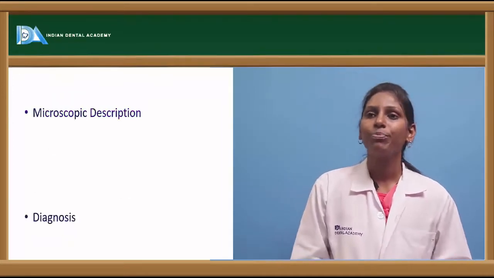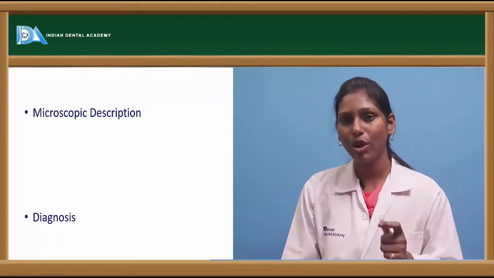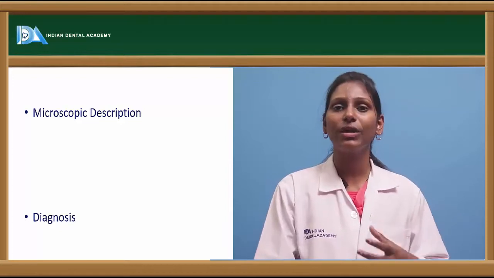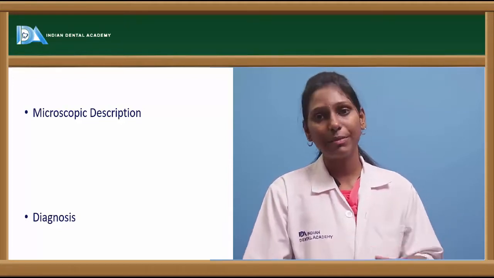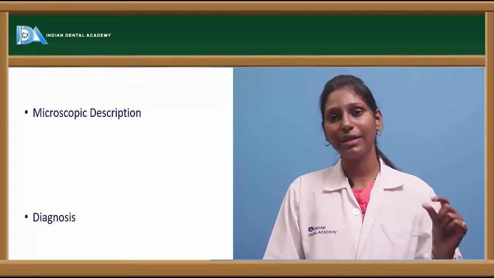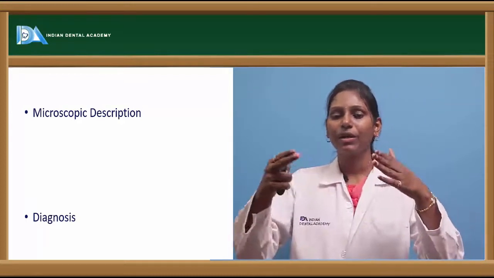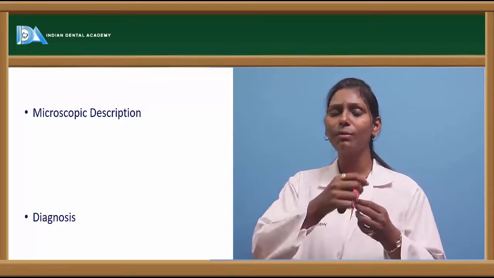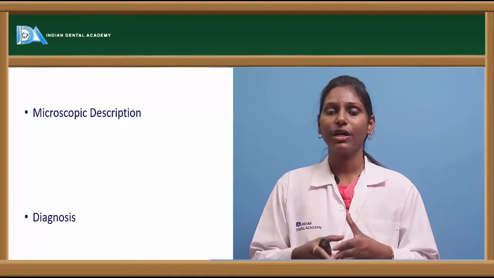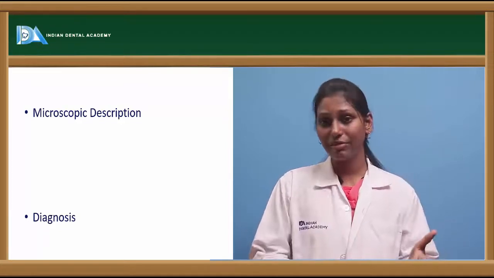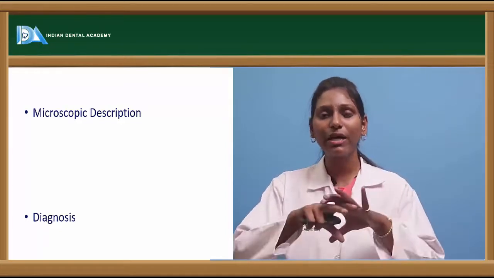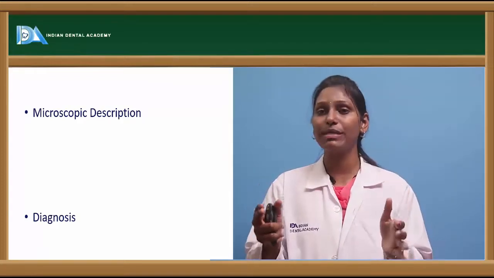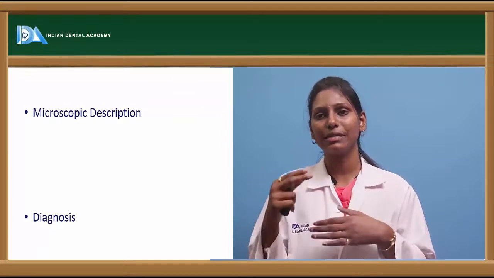Then coming to your microscopic description, which plays a very important role. In the microscopic description of the biopsy specimen, we write what kind of cells are seen, how the basement membrane is, how the epithelial basal layer of the epithelium is, whether there is any invasion into the underlying connective tissue, whether there is any neoangiogenesis, that is, small blood vessels present within the lesion, and whether there are any macrophages or lymphocytic infiltration. So based on all this, the cellular events that have happened within the tissue specimen are written in your microscopic description.